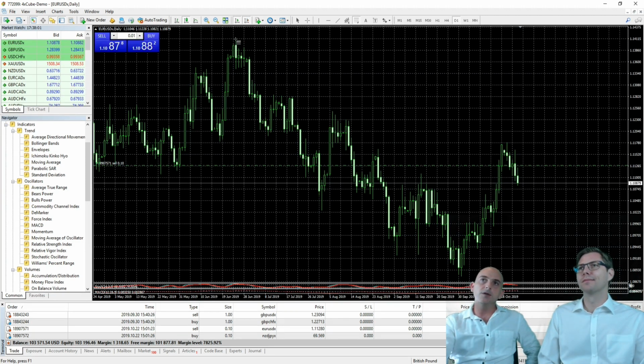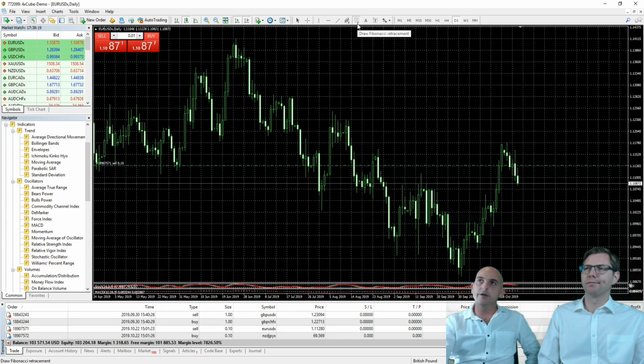Essentially, the way that you want to use Fibonacci, you've got it here in your tools bar in MetaTrader 4, next to your trend lines, support and resistance lines. And it has a small f for Fibonacci.